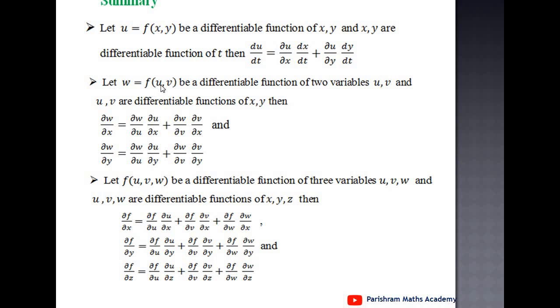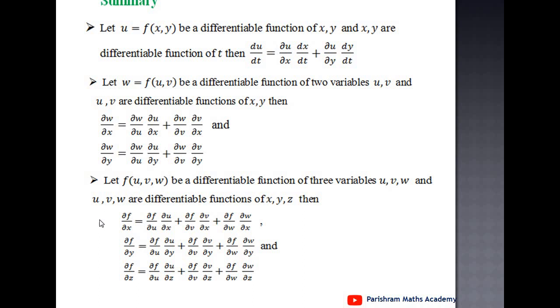Chain rule second: here w is a function of u and v, and u and v are functions of x and y. We can find the derivative of w with respect to x and with respect to y. That is ∂w/∂x = ∂w/∂u · ∂u/∂x + ∂w/∂v · ∂v/∂x. Similarly, we can find the derivative of w with respect to y.